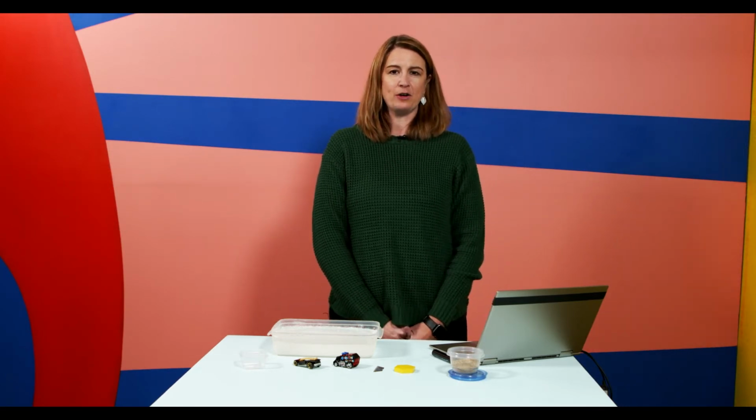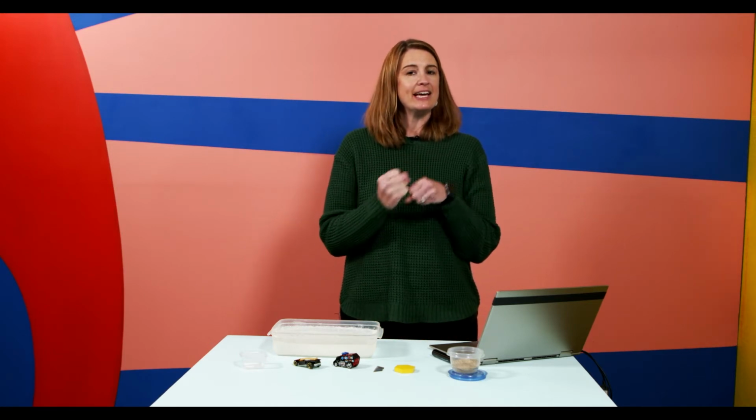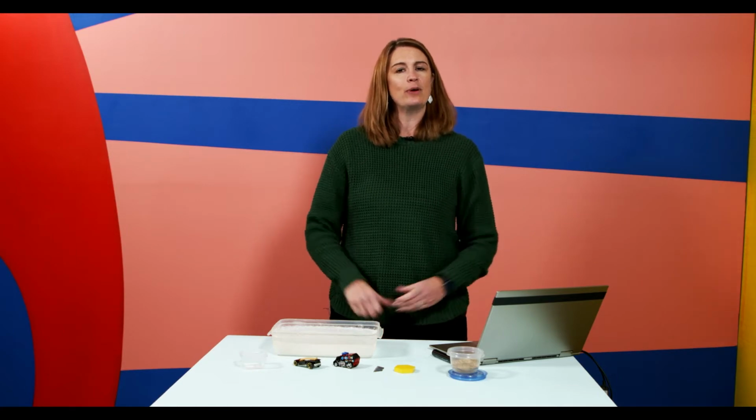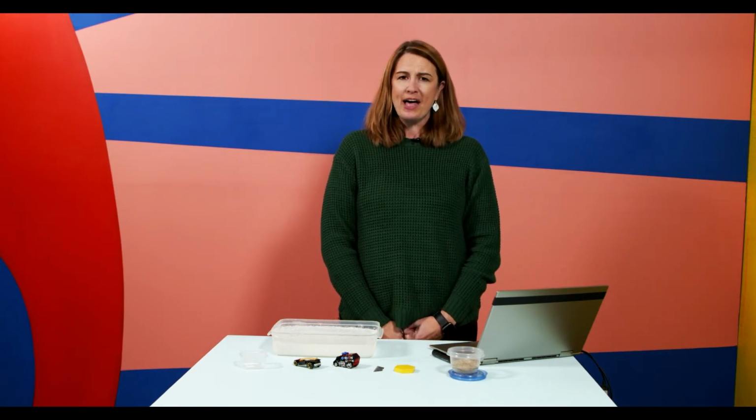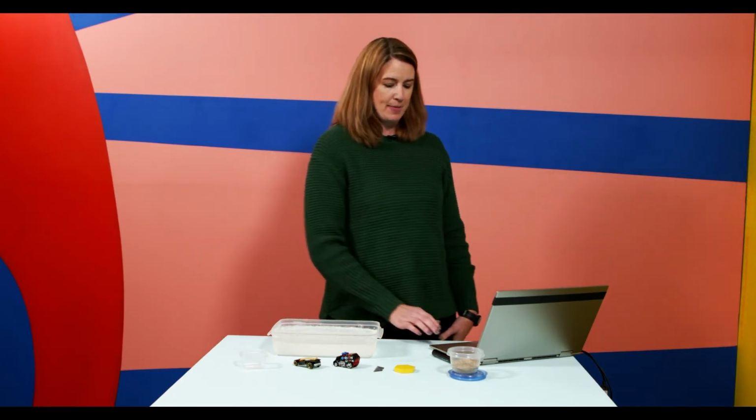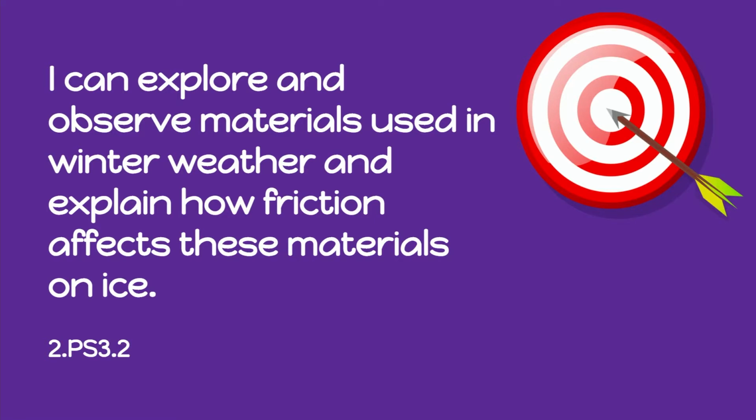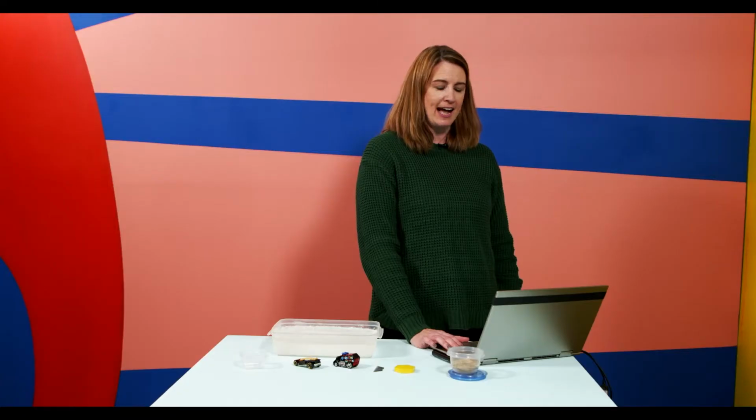Last time we were together, we looked at how snow can be a solid when temperatures are freezing or below, and how when that temperature rises, that snow becomes liquid water. We also looked at why snow melts at different rates on different surface areas. Let's look at today's learning target. I can explore and observe materials used in winter weather and explain how friction affects these materials on ice.